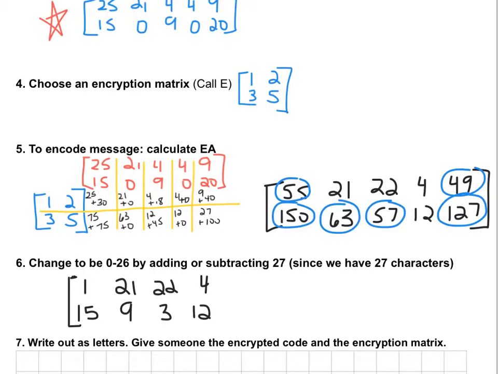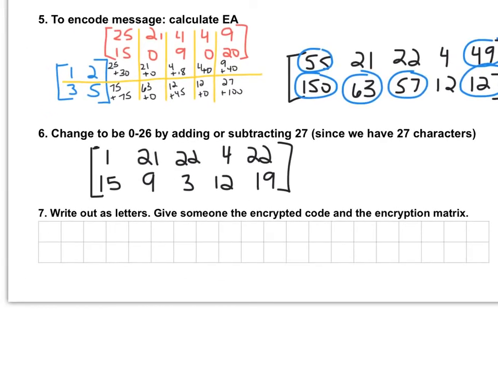12 is fine. 49 goes down to 22. And 127 goes down to 19. So now I have something that I can match back to my alphabet. So I gave a grid here to help. So 1, 15, 21, 9, 22, 3, 4, 12, 22, 19.